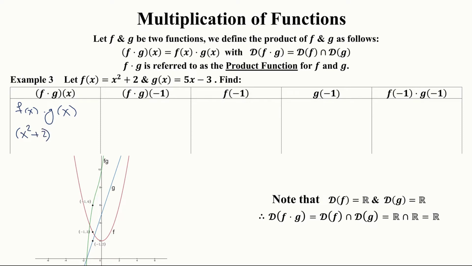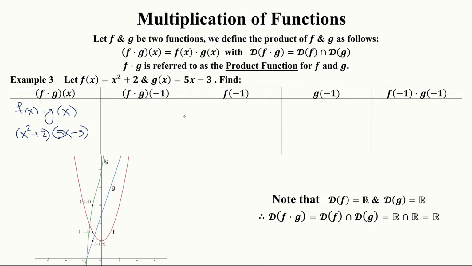And the same with g of x. There's more than one term, so we'll go ahead and use parentheses. So now we need to just multiply this out. We'll distribute x squared first, then we'll multiply the 2 into the next group.